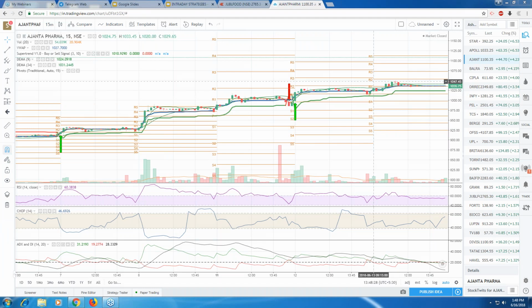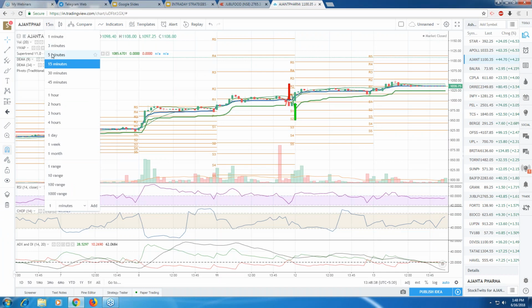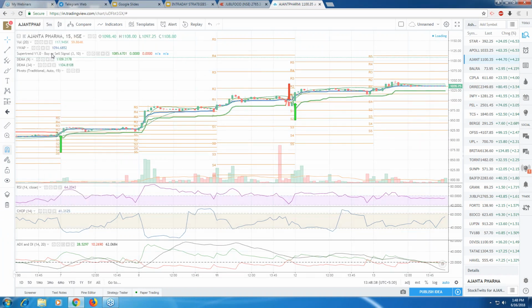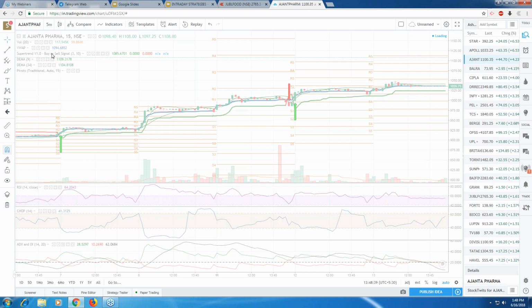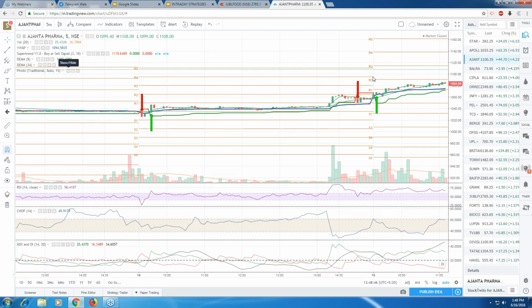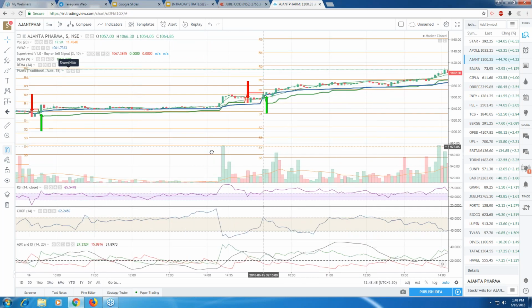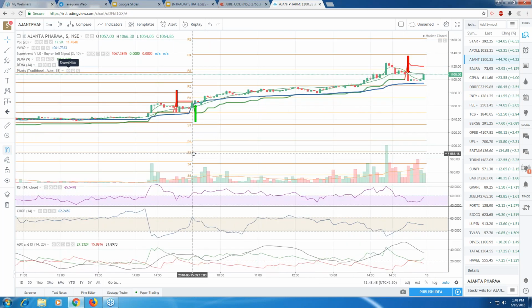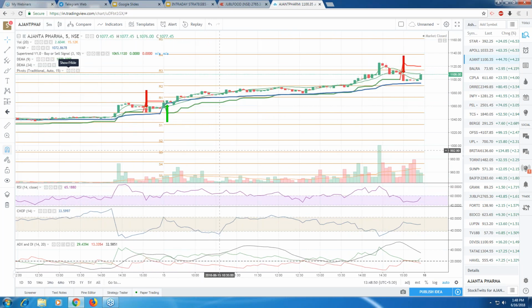Once again, let me just run through everything. You can use 15 minutes, you can use 5 minutes. Many people use 5 minutes, but I don't prefer to use 5 minutes. I prefer to use 15 minutes, right? So what happens, let's see 5 minutes also. In 5 minutes you will probably get a lot more trades than you get in 15 minutes.